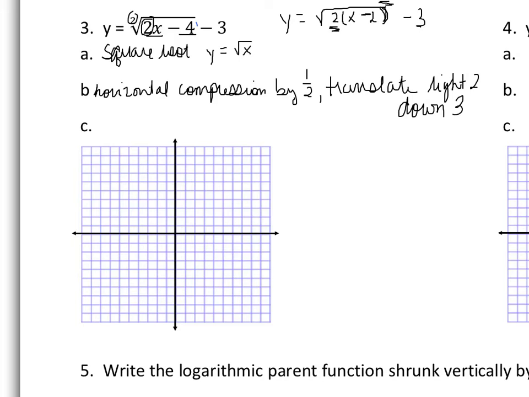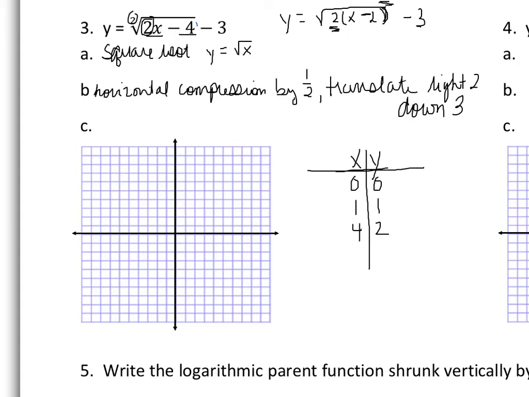Okay, and let's go ahead and make our table. So the original parent function was the square root, so let's make the square root table. Can't take the square root of negatives, so you're going to start with 0. The square root of 0 is 0. The square root of 1 is 1. And the next one I'm going to choose is 4. The square root of 4 is 2.